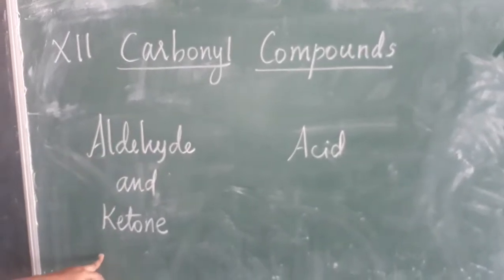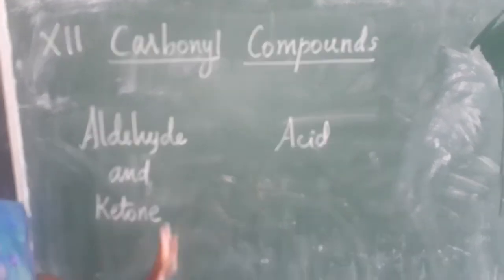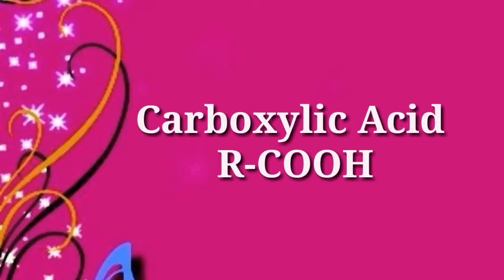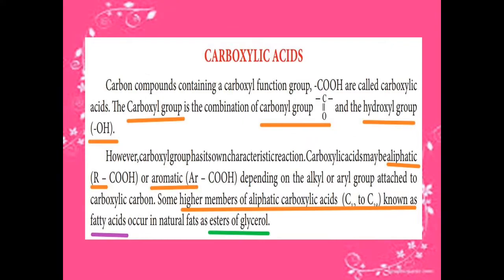We have studied aldehyde and ketone. Now we are going to study acid. Carboxylic acid contains a carbonyl group, C double bond O, and a hydroxyl group, OH. Depending on the R, that is, if R means alkyl, it is called aliphatic carboxylic acid. Suppose it contains aromatic aryl, it is called aromatic carboxylic acid. So based on the alkyl or aryl group, it is classified into aliphatic carboxylic acid and aromatic carboxylic acid.